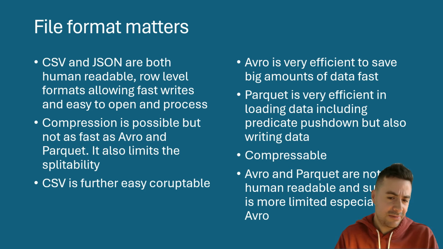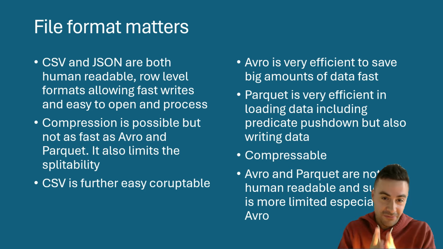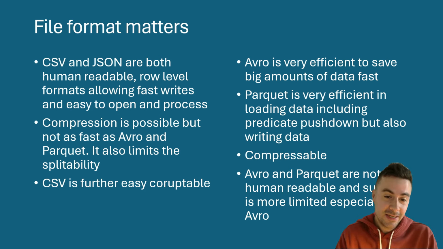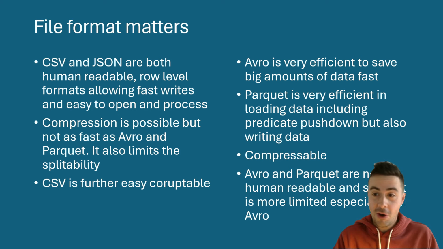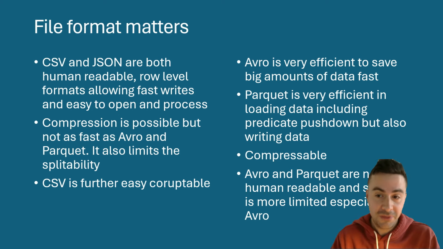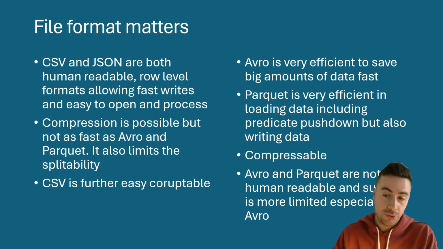And CSV also has the issue that it's highly corruptible. You probably know you can change the delimiter from a comma, for instance, to a space. And you can imagine if you have a string with a space, then it just screws up the CSV file. On the other hand, Parquet and Avro, especially Avro, are very efficient to save data. So if you want to just save big amounts of data, Avro is the file to go. If you want a very efficient loading, but also a good writing, Parquet is a good format.